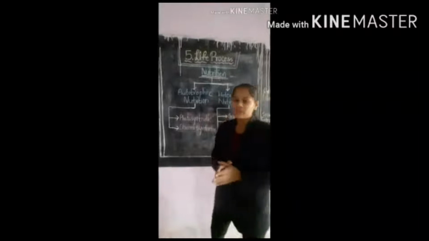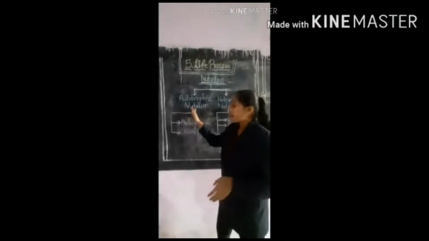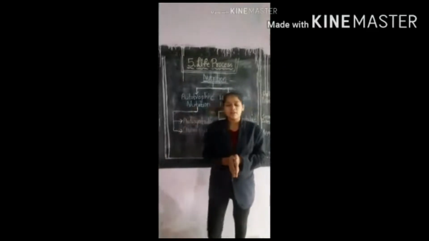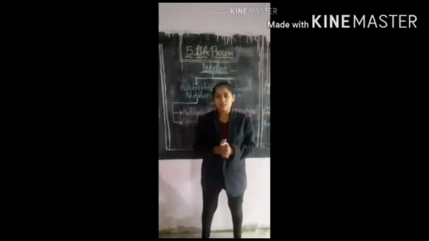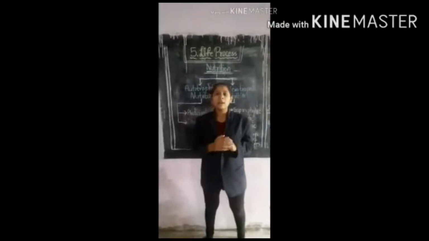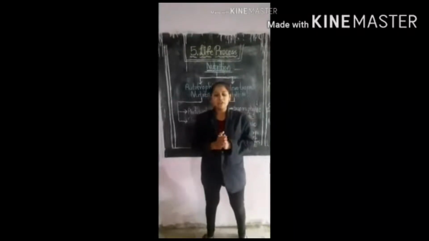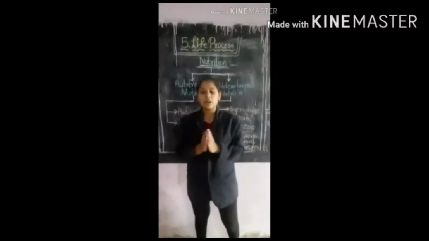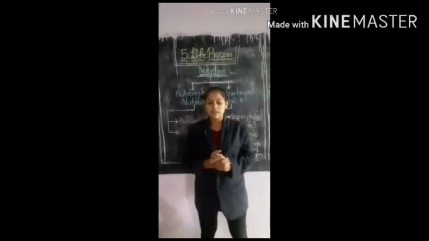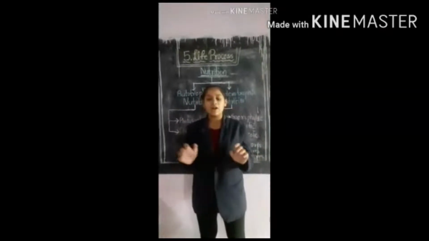So what is autotrophic nutrition? Auto means self and trophic means nutrition. So autotrophic nutrition means the organisms which prepare their food by themselves. They do not depend on other organisms for their food. In autotrophic nutrition, organisms manufacture their own food from simple inorganic raw materials present in the surrounding. The organisms which show the autotrophic mode of nutrition are called autotrophs.